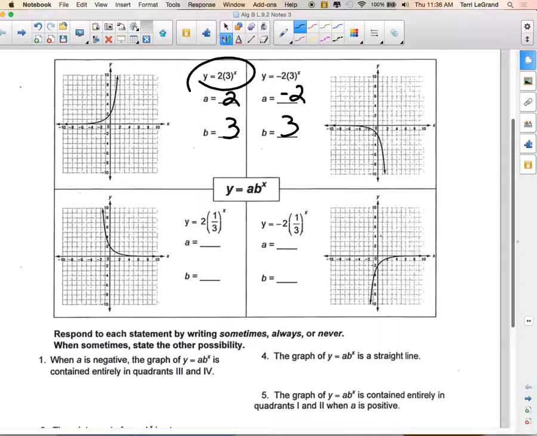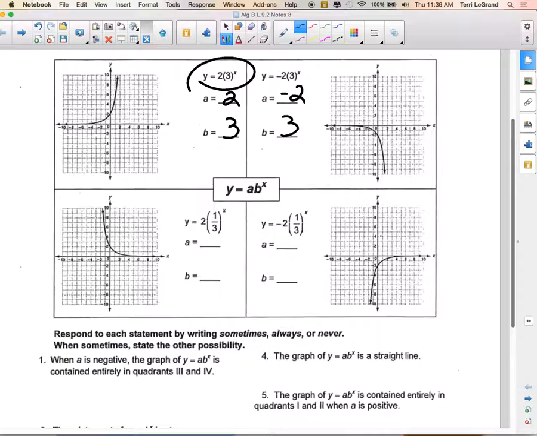One is a negative a, one's a positive a. In fact, they're exactly opposites of each other, are they not? Yes. One's positive, the other one's negative. Look at their graphs. How do you think that affected their graph? Dramatically. Okay, but how?